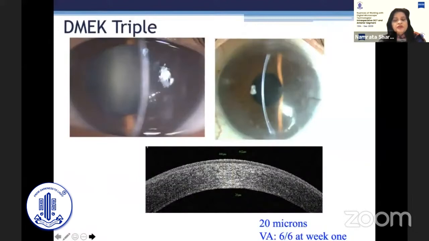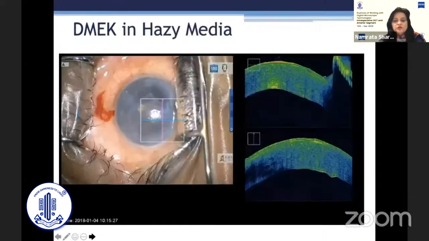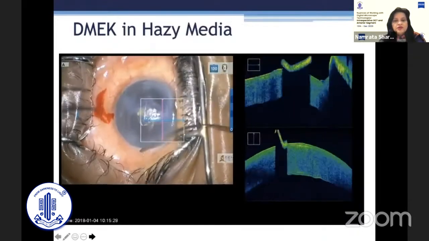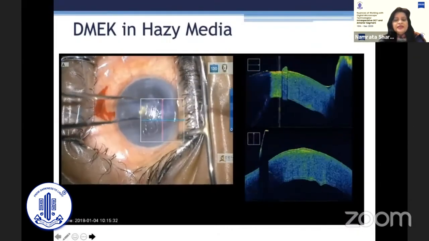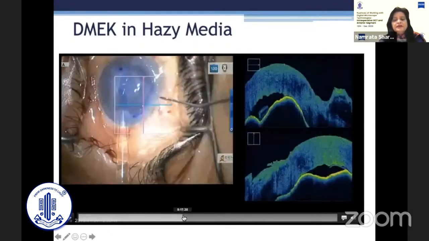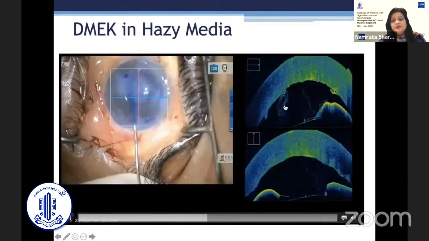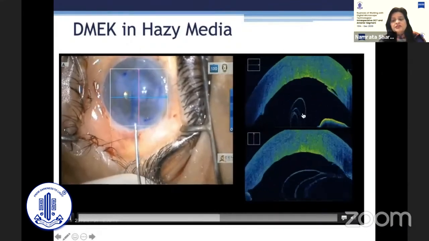So this is post-op week 1 and this is post-op month 1. You can't make out that the graft was there also. Then, like I said, whenever the media gets hazy, you put a stamp there for DMEK. But this is a stamped graft which is being used, but you really can't make out what is happening to the graft except for the configuration which is here.